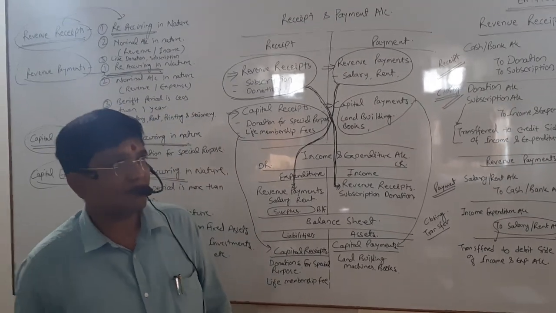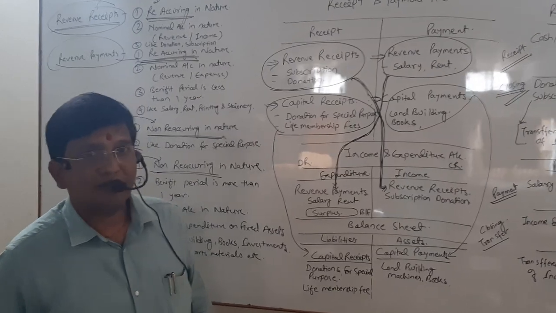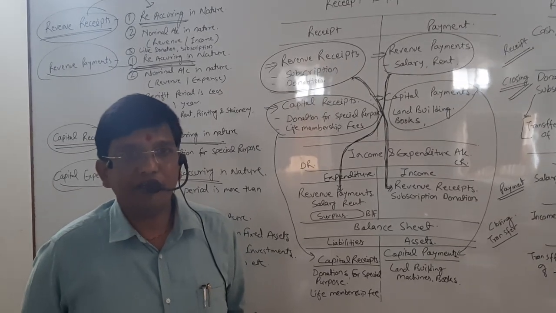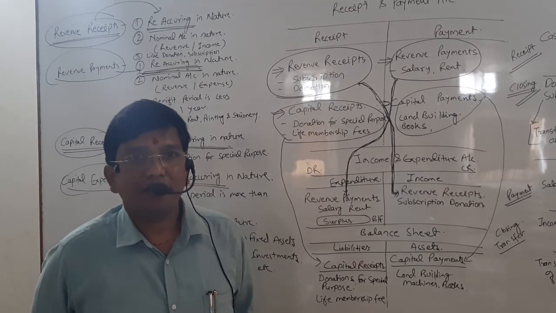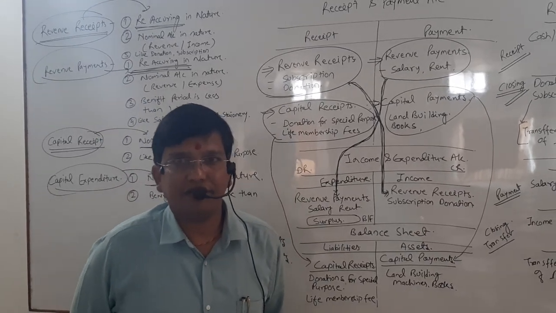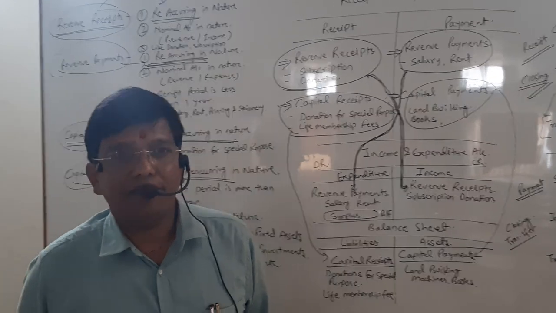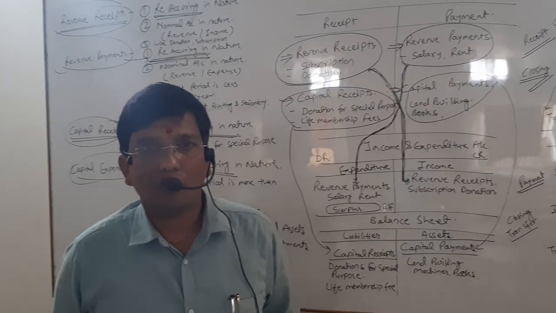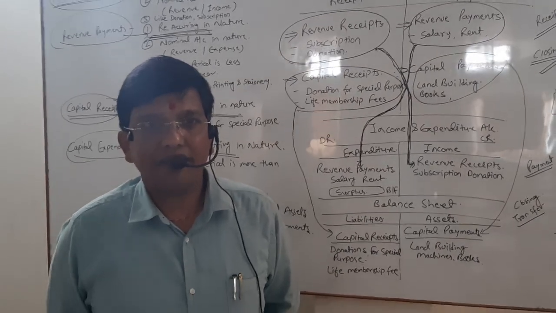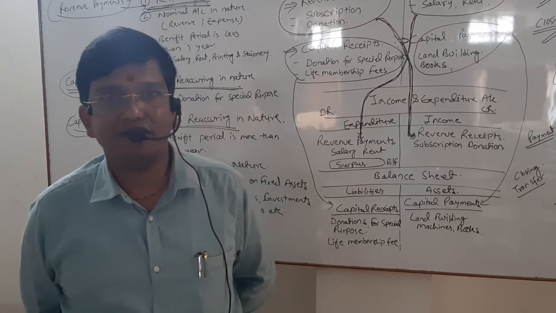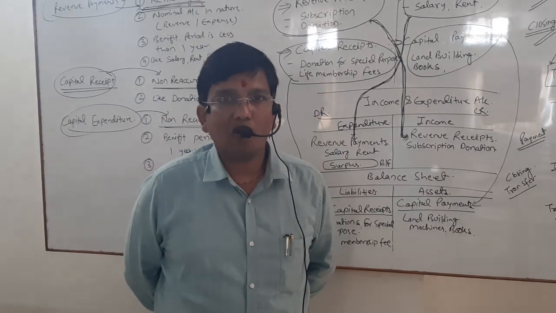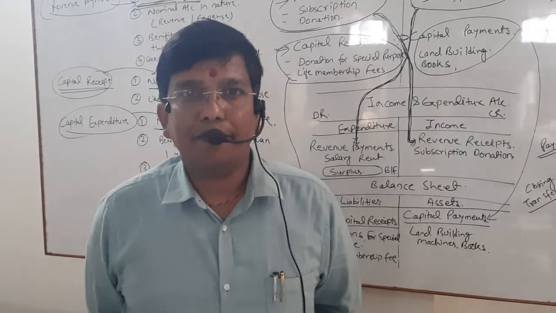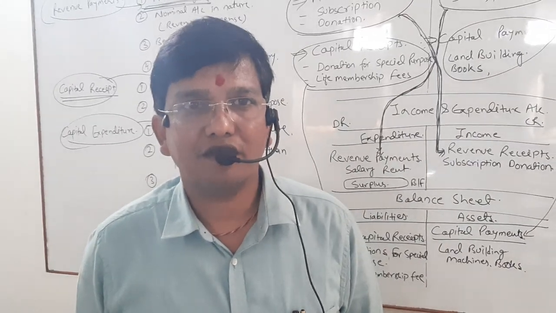Now we shall discuss different terms that are used in this chapter. As in the last lecture, I told about revenue receipt and revenue payment. In case of a not-for-profit organization, the required money is generated by contribution from members. Contribution from members is termed as subscription. To create or form an NPO, the agreed members are required to pay a fixed amount known as subscription.